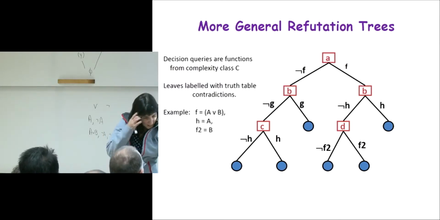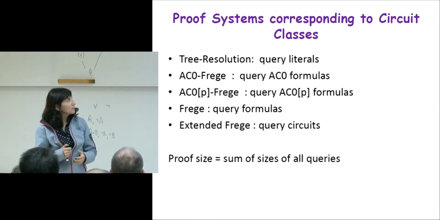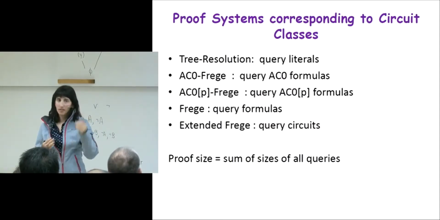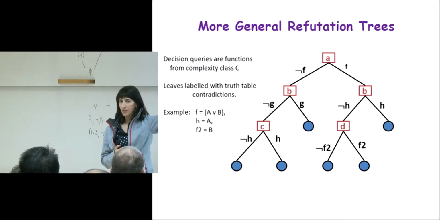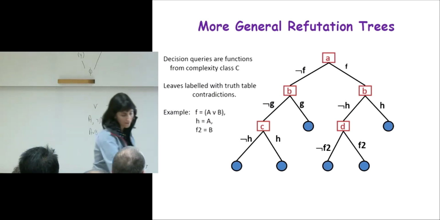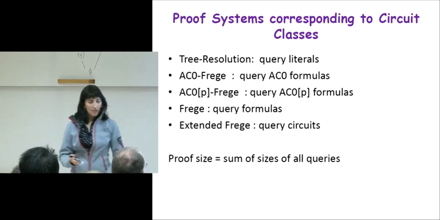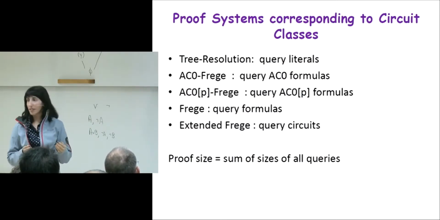Okay, so like I said, getting various proof systems really just amounts to putting restrictions on what all these formulas that you're allowed to query in the tree are allowed to look like, syntactic restrictions. So tree resolution, you're just allowed to query literals. You start off knowing that all the clauses are true, and all you're allowed to do is query literals, and you have to get a truth table contradiction. AC0-Frege, you're allowed to query AC0 formulas, and so on.